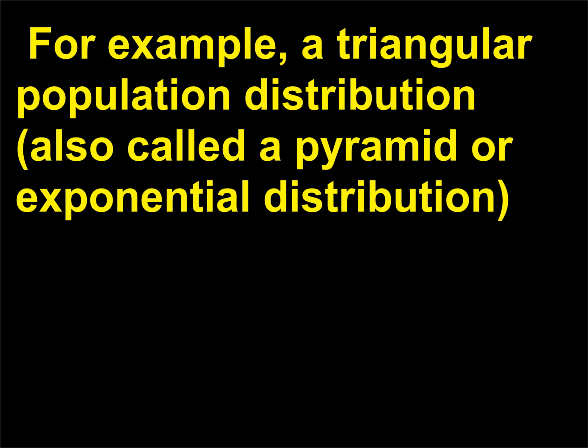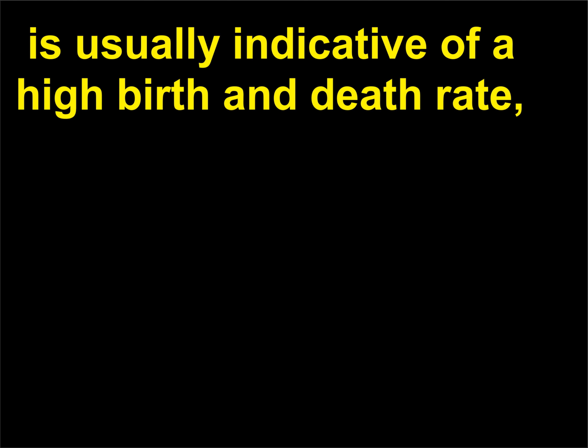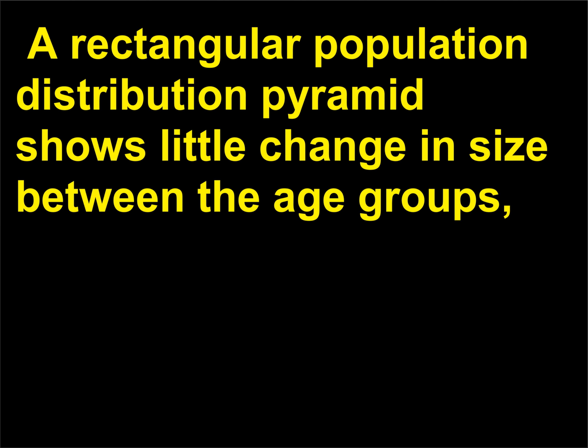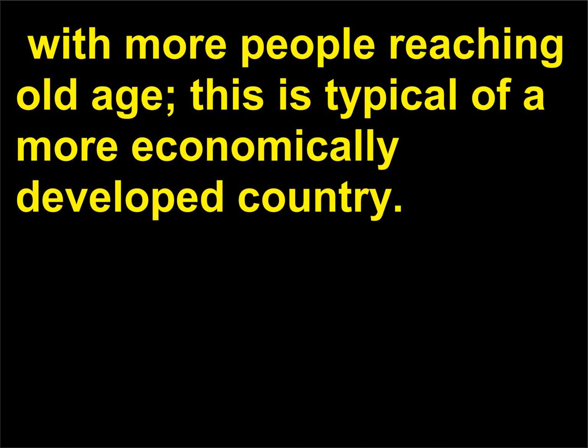For example, a triangular population distribution, also called a pyramid or exponential distribution, is usually indicative of a high birth and death rate, and a short life expectancy that is typical of less economically developed countries. A rectangular population distribution pyramid shows little change in size between the age groups. With more people reaching old age, this is typical of a more economically developed country.